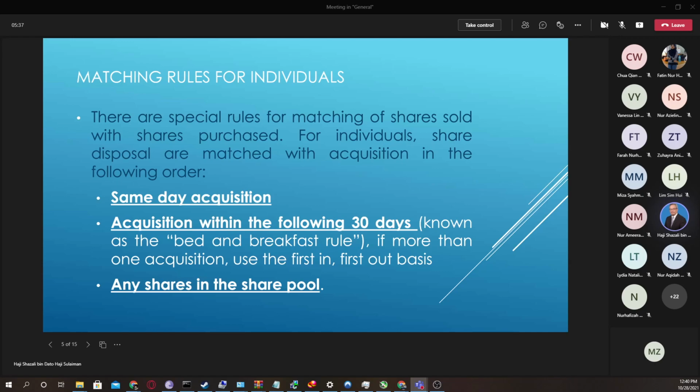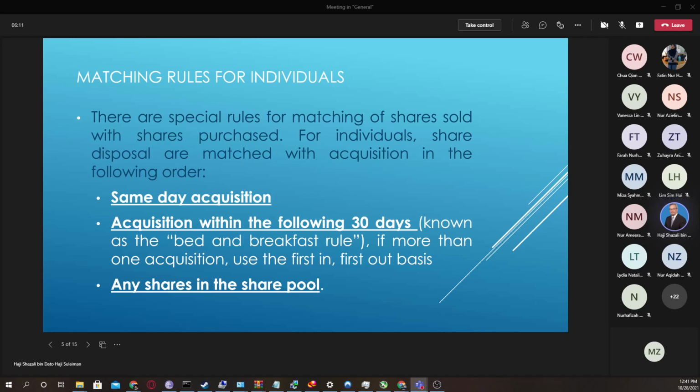So when you dispose of shares, so you have bought a number of shares over a period of time and you decide to sell, there are some special rules for matching of shares sold with shares purchased. Now, in terms of individuals, shares disposals are matched with acquisitions in the following order. If you had to do an exam, you must memorize the order in how you net off or match the disposal with your acquisition.